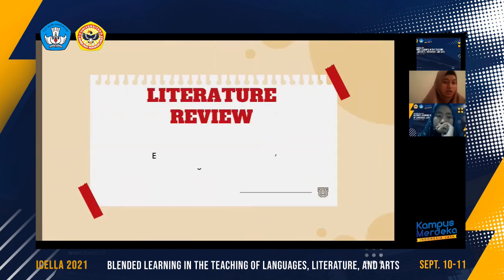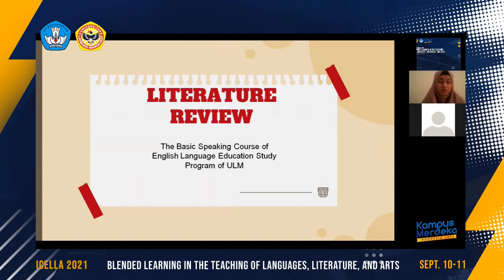And last is the basic speaking course of English Language Education Study Program of ULM. It is a course which consists of 2 credits, and each student must pass this course to continue to intermediate speaking in the 3rd semester. The main objective of this course is to improve the students' speaking skill in using English expressions for everyday conversations. And to achieve that, the students will obtain learning experience and skills in conversing in informal and formal situations based on various topics and activities.